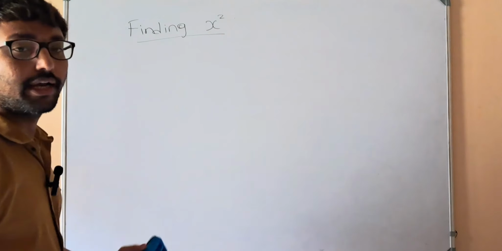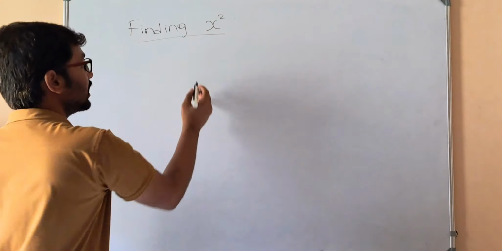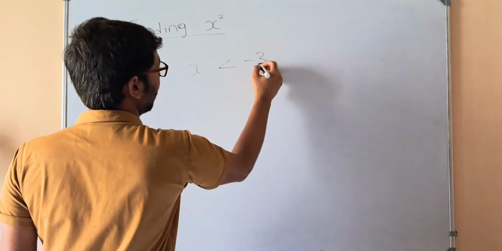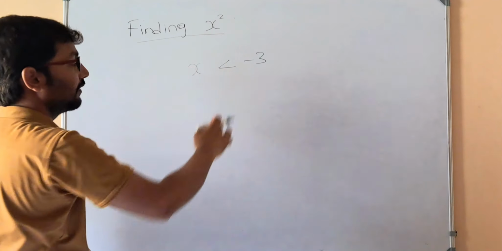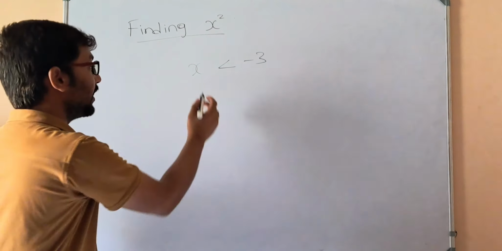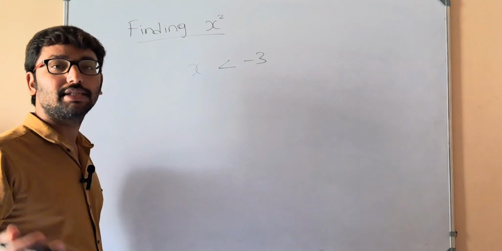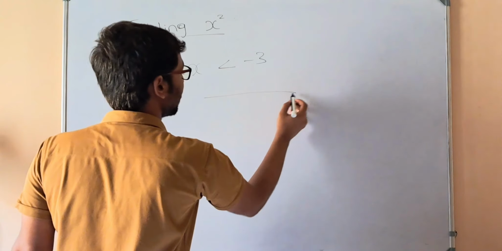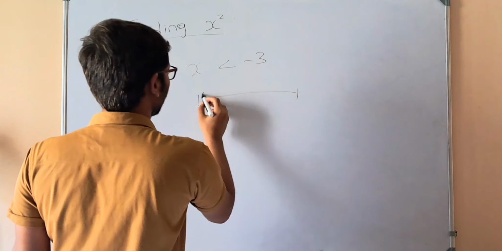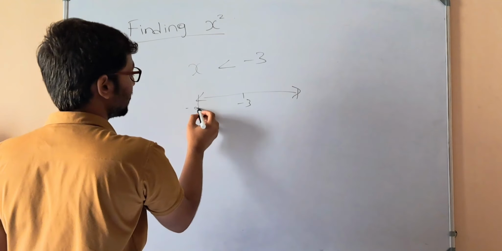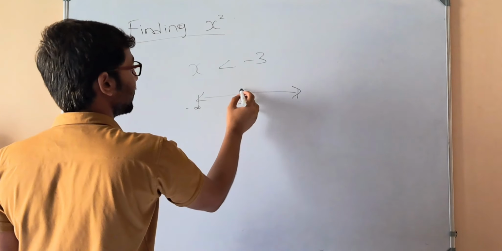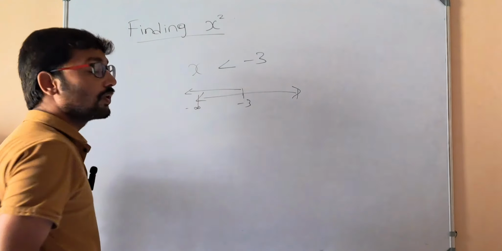So now again we'll solve one more question, that is x is less than minus 3, finding x square for the given x values. Here what is it telling? x is less than minus 3. So again draw the number line. Minus 3 will be here, and here it is minus infinity. x is less than minus 3 means all these values.